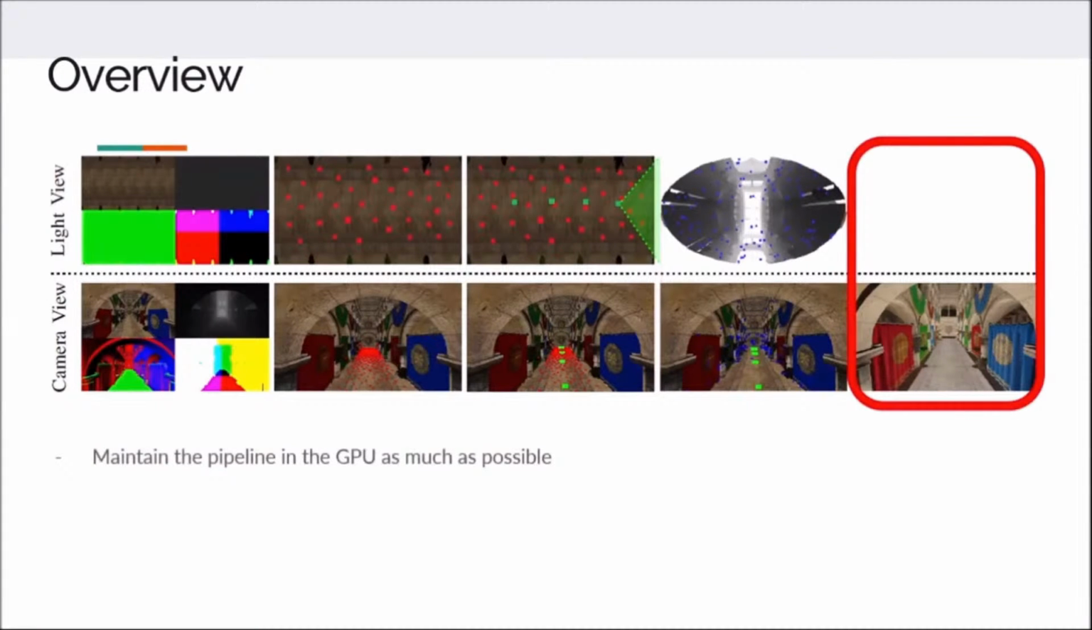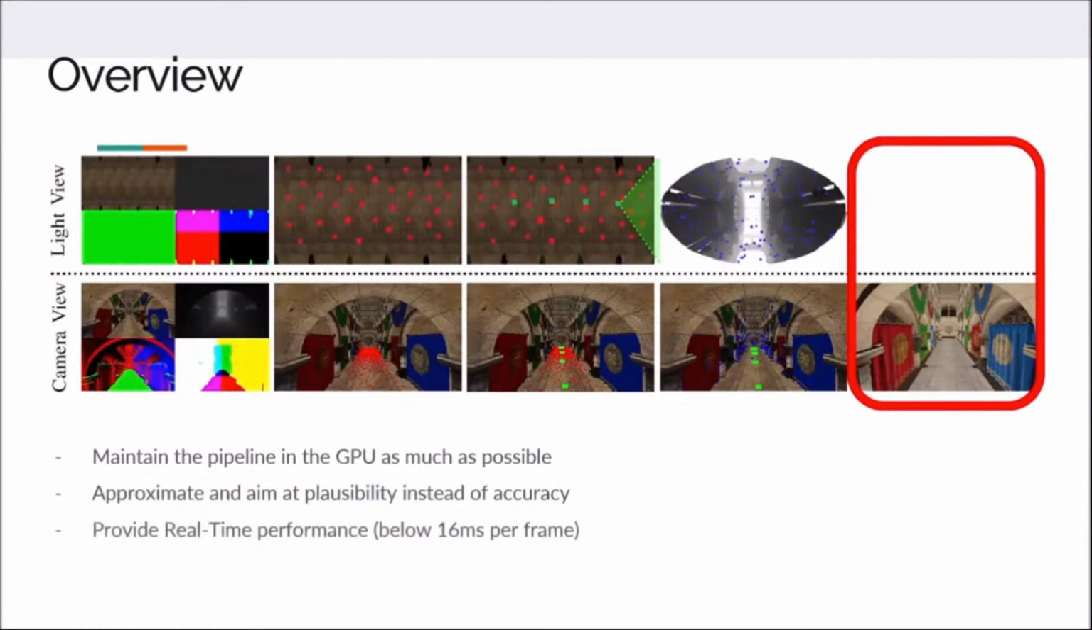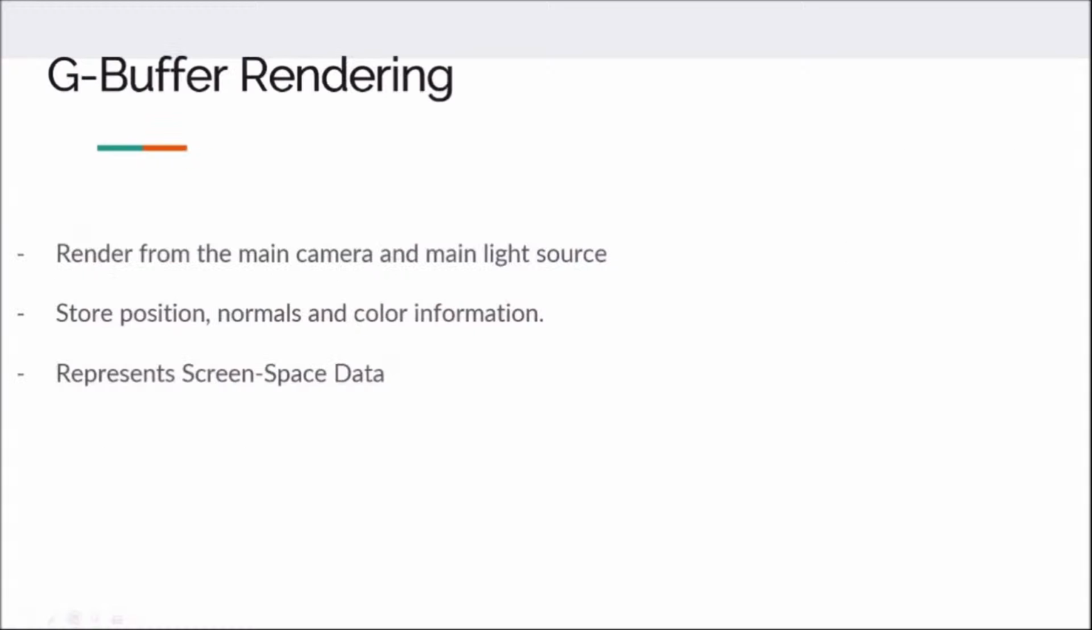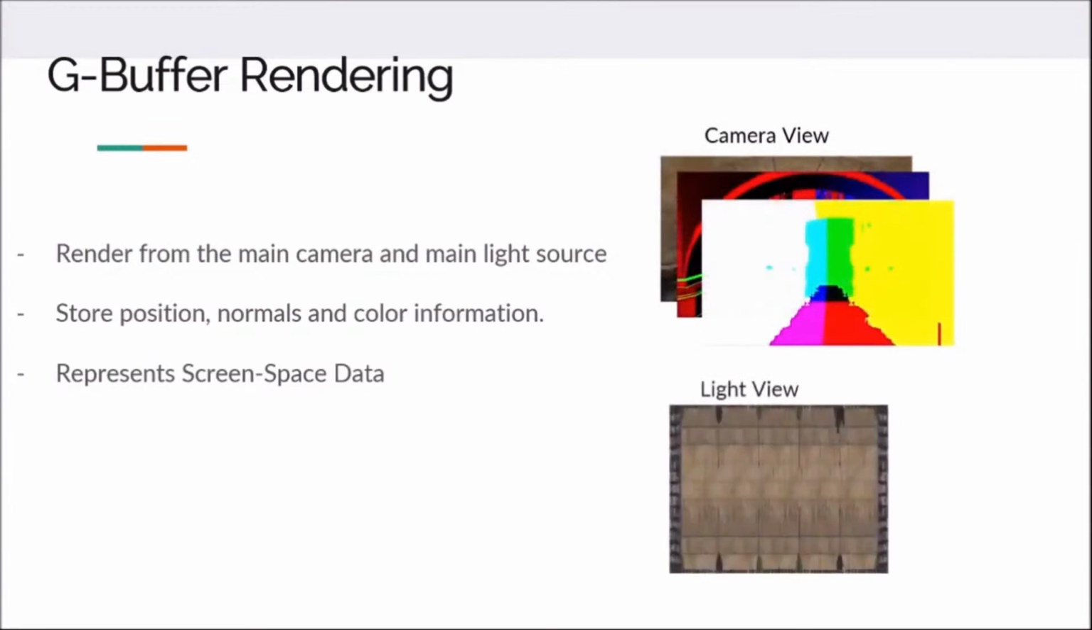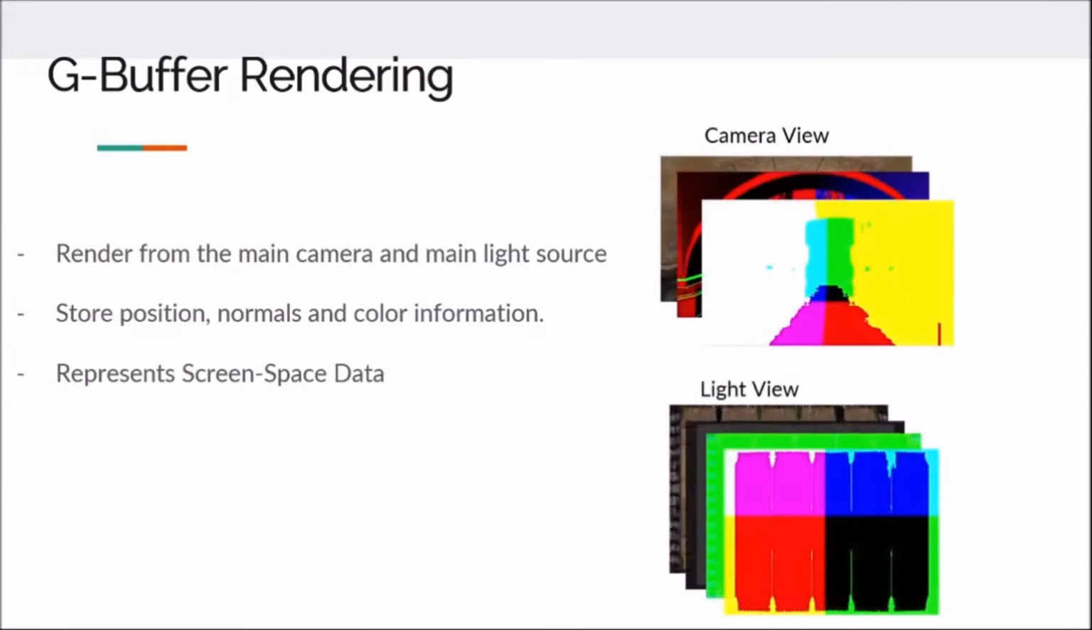We maintain the pipeline in the GPU as much as possible, approximate, and aim at plausibility instead of accuracy, and for this reason, we can provide real-time performance below 16 milliseconds per frame. G-buffer rendering happens for the main camera and main light source. We store position, normals, and color information for both points of view. This step represents screen space data being stored.